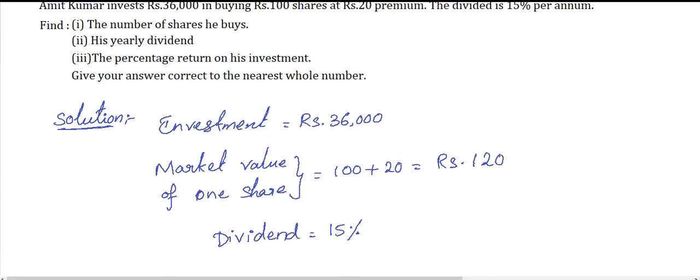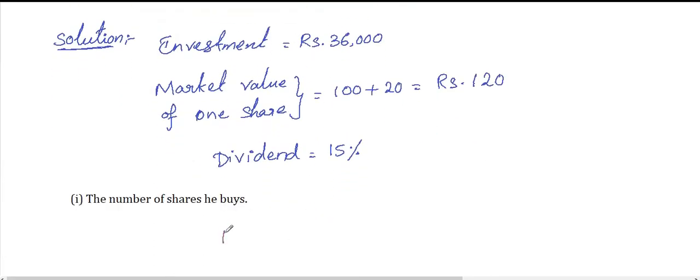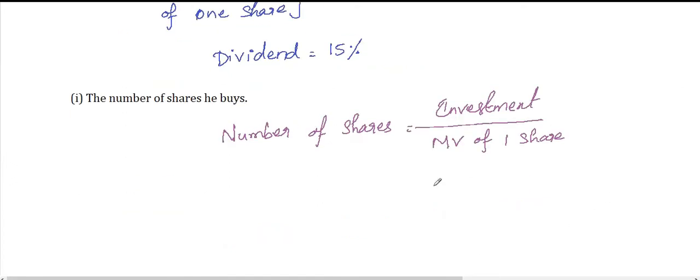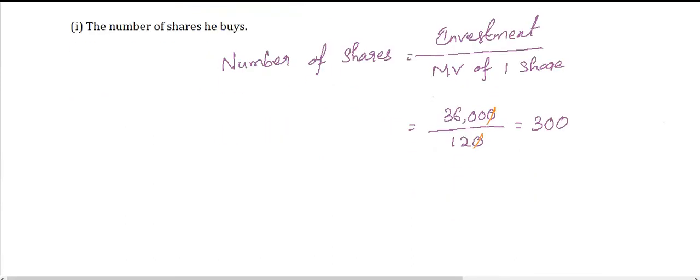So first we need to find the number of shares he buys. The number of shares is equal to the total investment divided by the market value of each share, which is 120. So 36,000 divided by 120. If we divide 36,000 by 120, we'll get 300. So the number of shares he buys is 300 shares.